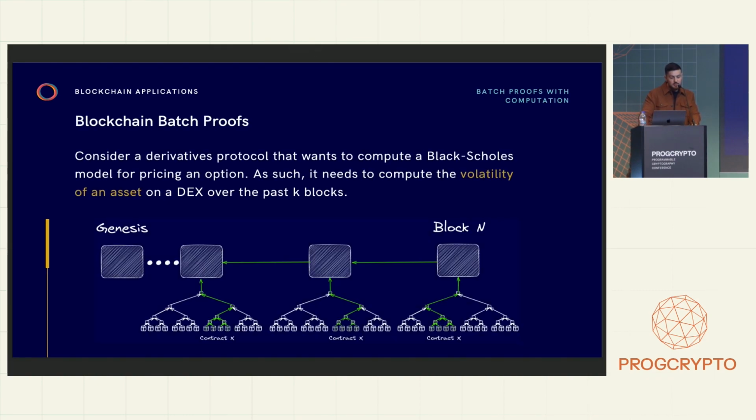And so let's look at a very simple example of where this can be applied in the blockchain context, kind of anchoring back to the title of this talk. So let's say you want to compute the volatility of an asset over some range k of blocks. You will have to initially expend computation proportionate to the range k. But it's a blockchain, data changes, there's new blocks.